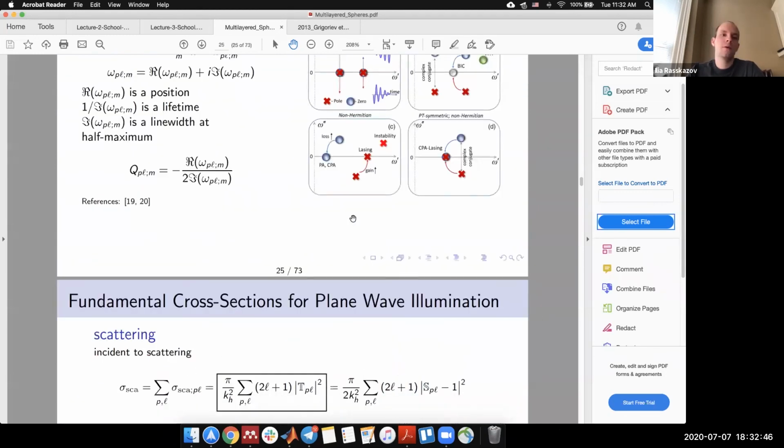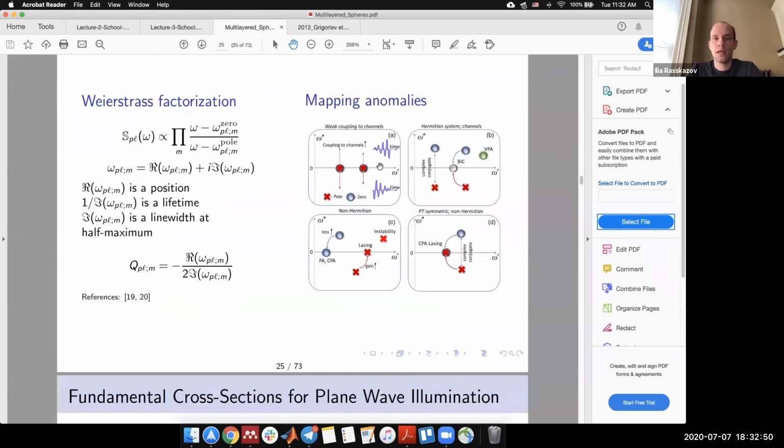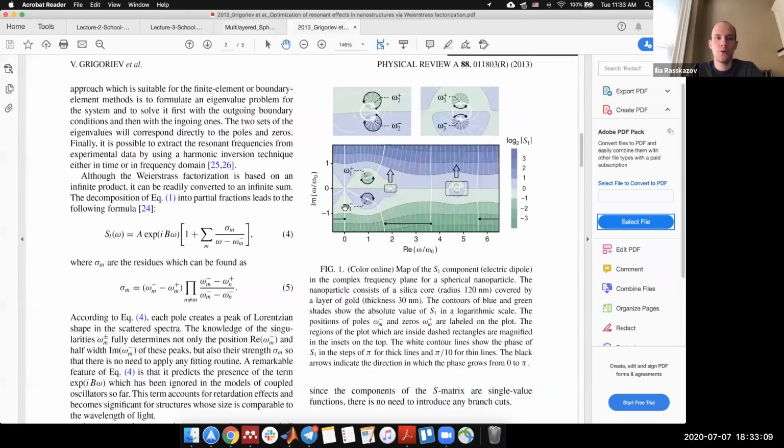So, slightly recalled the meaning of the S matrix, and recalling that all of the eigenmodes can be written down in the way that there is the real part and imaginary part. You can plot them in the complex plane and see what is going on there. So, essentially, well, Weierstrass factorization has been proposed quite long ago, but for the purposes of spheres, nanoparticles, multilayered spheres, this approach has been reinvented in 2015.